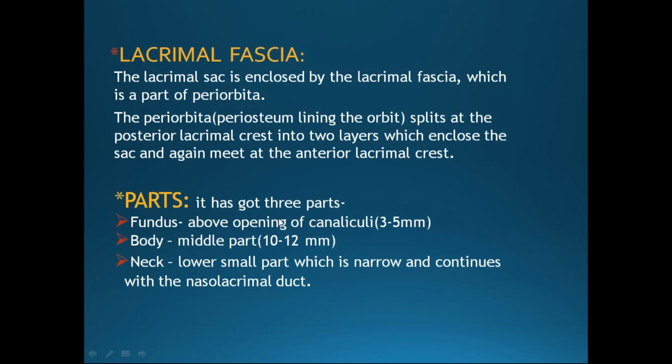The three parts of the lacrimal sac: the fundus, above the opening of the canaliculus; the body, at the middle part; and the neck, the lower small part. The length of the fundus is about 5 mm and the body is about 10 mm. The neck is narrow and becomes continuous with the nasolacrimal duct.